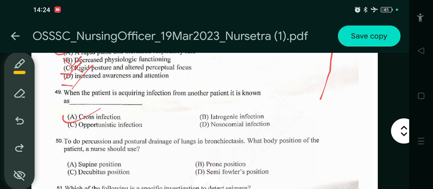Find out the other options. Iatrogenic infection is the infection a patient gets during a medical procedure or any healthcare intervention. Due to healthcare intervention, if the patient is getting infection, that is called iatrogenic infection, so it is incorrect. Then opportunistic infection: due to a low immune system the patient gets infection, that is called opportunistic infection. And D is nosocomial infection: if the patient gets infection during hospital stay, that is called nosocomial infection. So here option A is correct, cross infection.